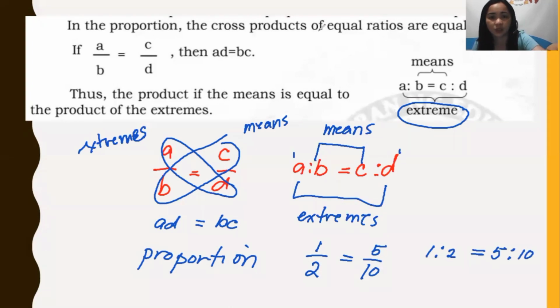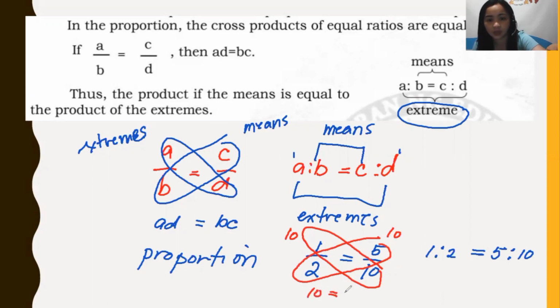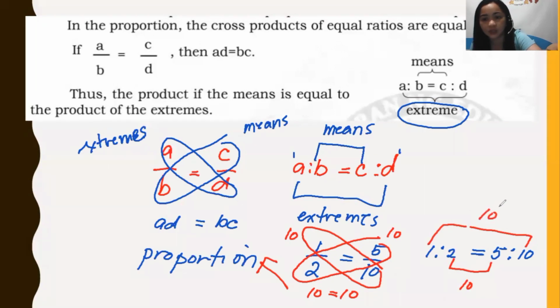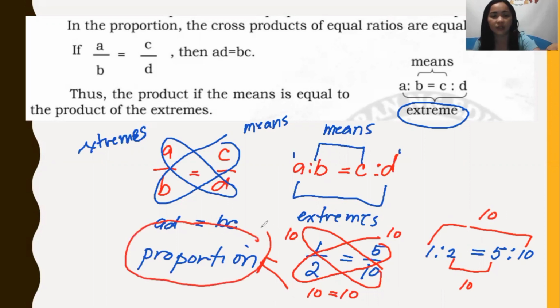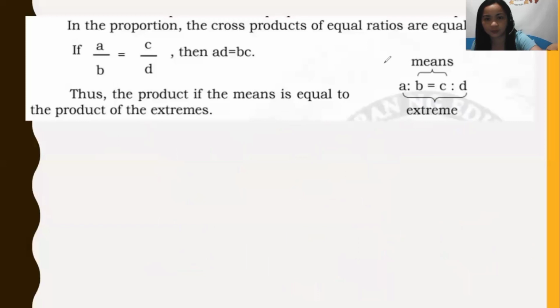Now let's cross multiply. We have 1 times 10 is 10, and 2 times 5 is also 10. Therefore, their cross products are equal. It is a proportion. While using the column form, we have 2 times 5, 10. We have 10 times 1 is also 10. So therefore, their products are equal. Therefore, it is called a proportion. Now, let's proceed to the next slide.